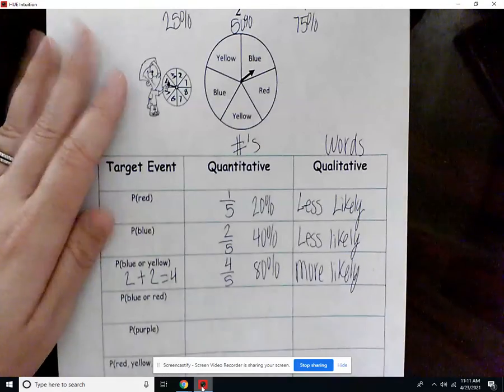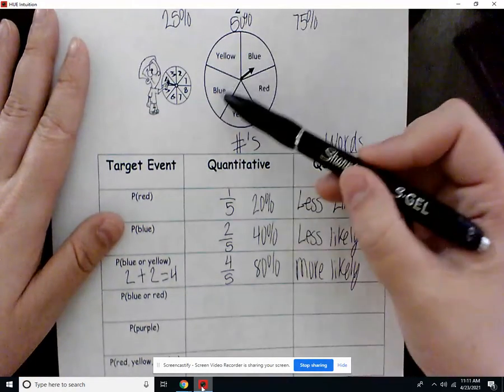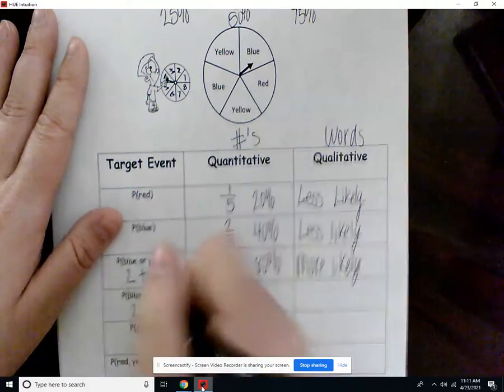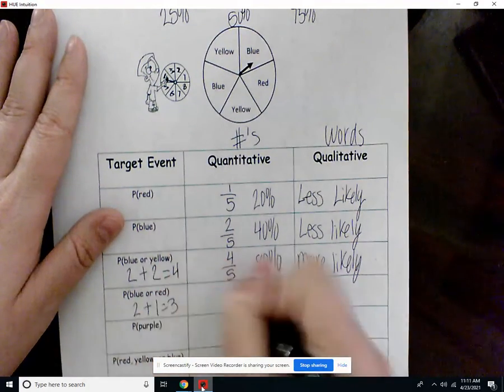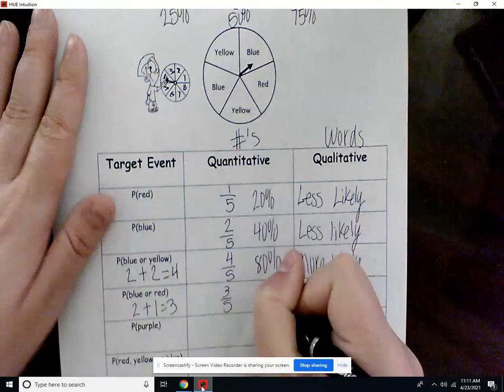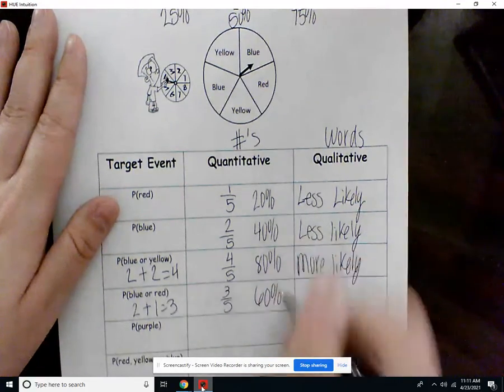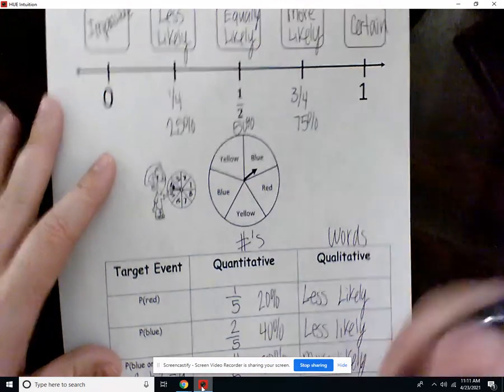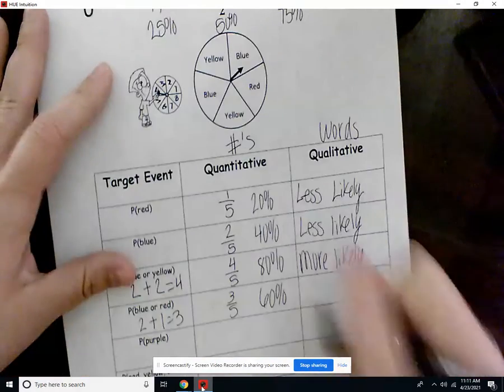Okay, blue or red. So we're going to count them again. So there's 2 blues. And again, or means add. 1 red, which is 3. So 3 out of 5, which is 60%. And that falls bigger than 50, so it's going to be more likely.